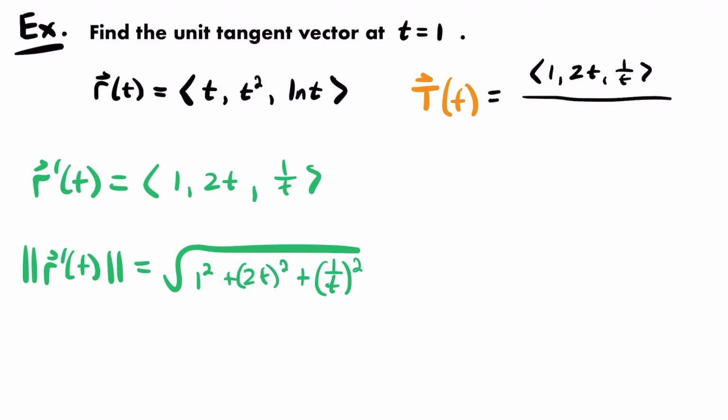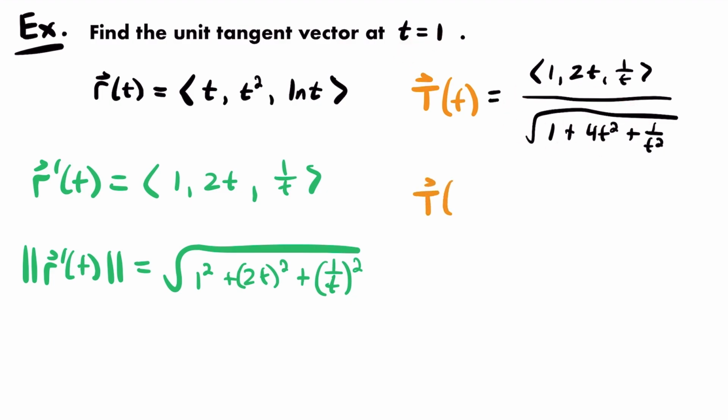And I'll simplify it a little bit. 1 squared is 1, 2t squared is 4t squared, and 1 divided by t squared will be 1 divided by t squared. All right, so we'll have the square root of 1 plus 4t squared plus 1 divided by t squared. And so now let's evaluate this at t equals 1.